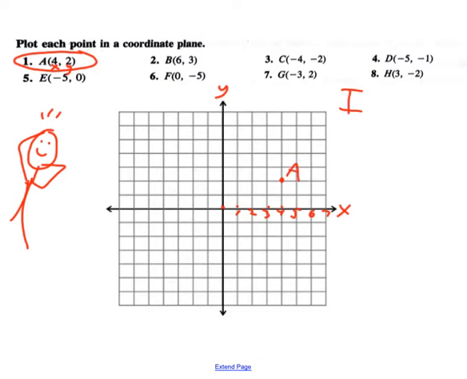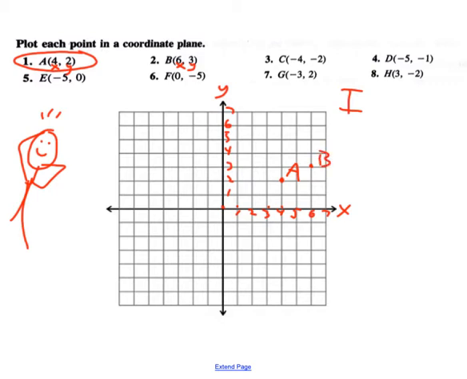Good. Okay, let's do point B. Point B is 6, 3. Which quadrant are we going to be in? Quadrant 1, good, because they're both positive. We have x is 6, y is 3, so we go over to 6. And then if we start counting up here in our y, let's label those. We will go over to 6 and up 3, and right there is point B, also in quadrant 1.